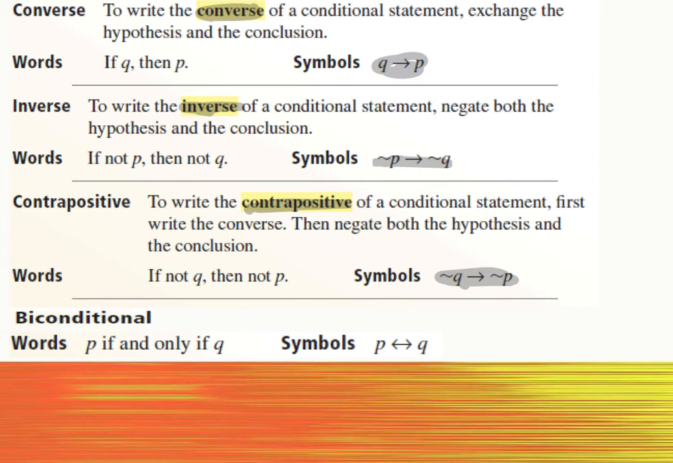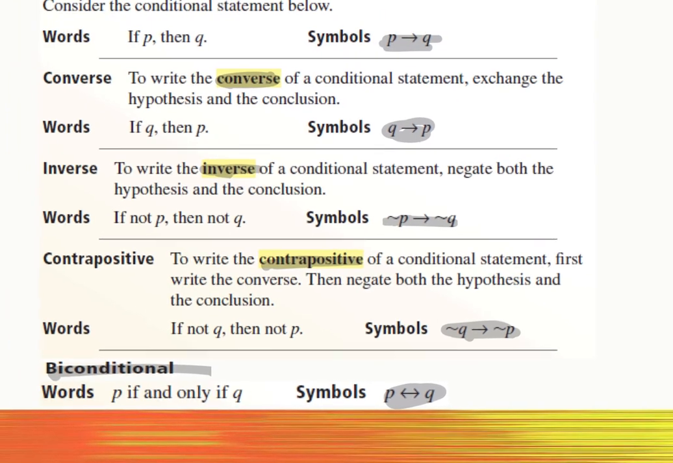The biconditional, we use a double-sided arrow. Biconditional has the arrow going both ways. So instead of writing all those words out, we tend to shorthand it with these symbols.